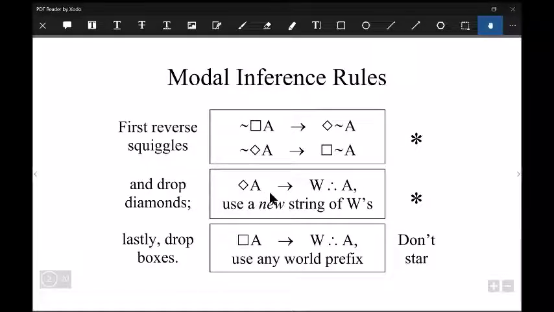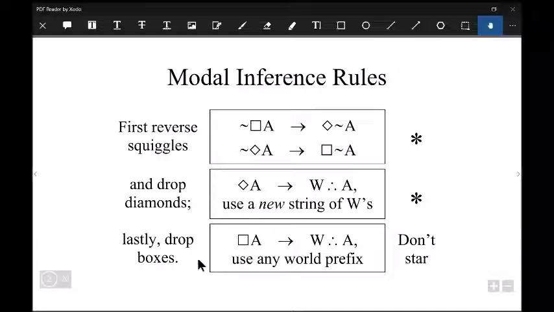Then you look for diamonds to drop. It's got to be an initial diamond of the whole formula, of the whole line. You drop it and put the formula in a new world. When you drop a diamond, always use a new world, one that you haven't used before. So the first one you drop will be world W, and then the second one, WW, and the third one, WWW, and so forth. Each of these represents kind of a story which would make a certain possibility true.